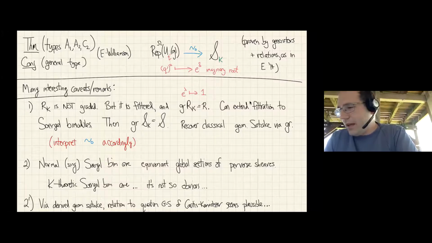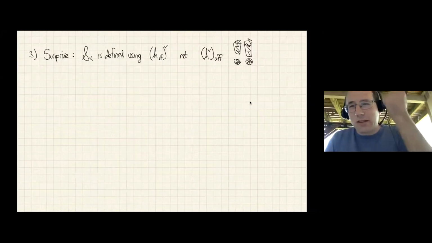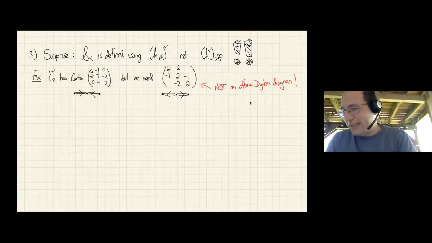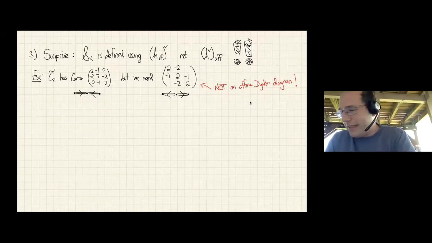Okay, so the third caveat is a weird surprise, super weird, which is that we use the Langlands dual of the affine rather than the affine of the Langlands dual. So in type C, for instance, C2 tilde has this Cartan matrix and this Dynkin diagram. To match up with the quantum group, we actually need this Dynkin diagram, which is not an affine Dynkin diagram at all.